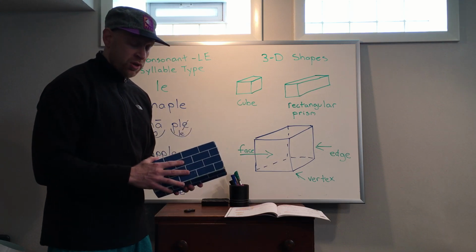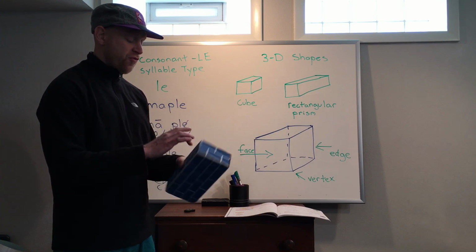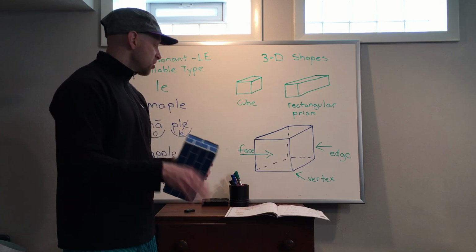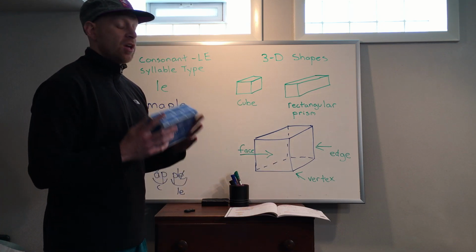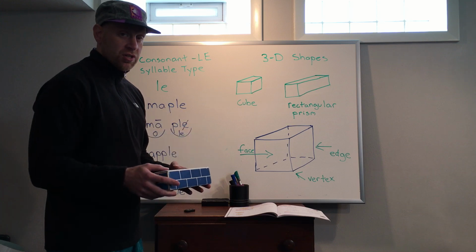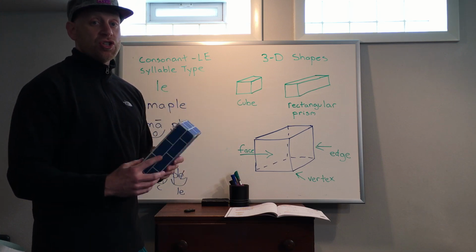We have how many faces again? We know we have 1, 2, 3, 4, 5, 6. So 6 faces, 8 vertices, and 12 edges. Now you can do that with a lot of 3D shapes.